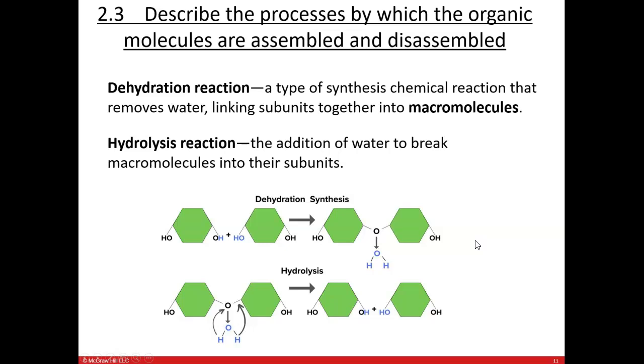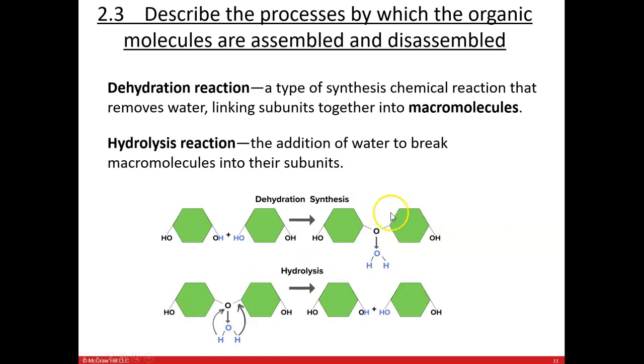The next outcome I have is describe the processes by which the organic molecules are assembled and disassembled. So one of the things I want you to remember is these organic molecules are big molecules, and most organic molecules are made of smaller subunits that are hooked together.